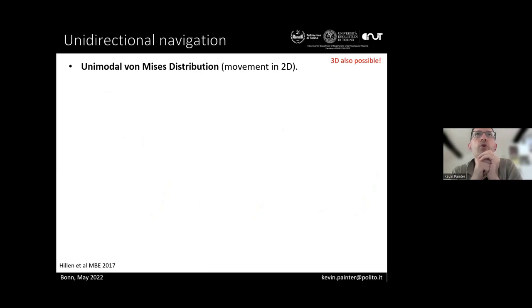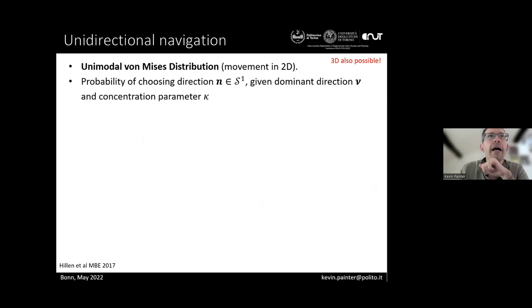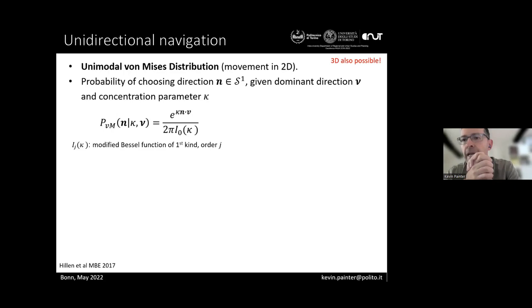Okay, so if we've got a bias towards the direction of the target, then a very natural choice for my turning distribution is to use a unimodal von Mises distribution. This is a directional distribution. I'm assuming movement in 2D here, but you can extend this up to 3D as well. The von Mises distribution is very commonly used in the area of directional statistics because you can think of it as an analog to the normal distribution on a circle. It's probably the most used distribution in the context of circular statistics.